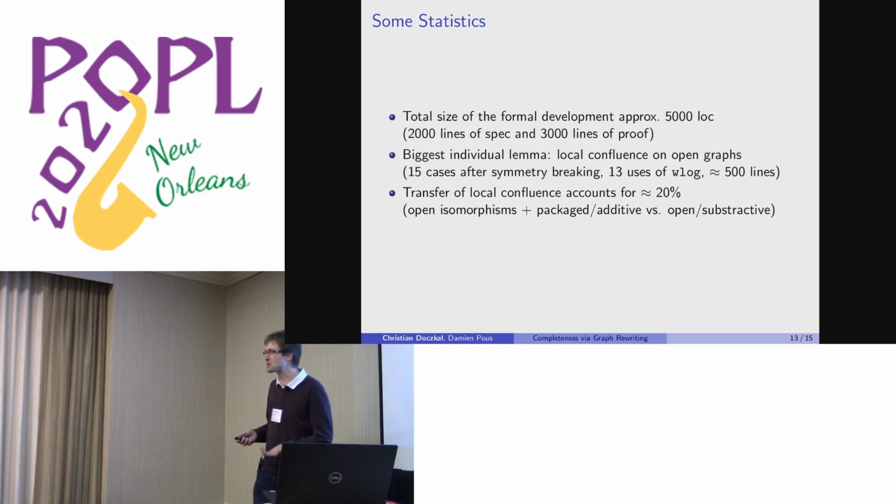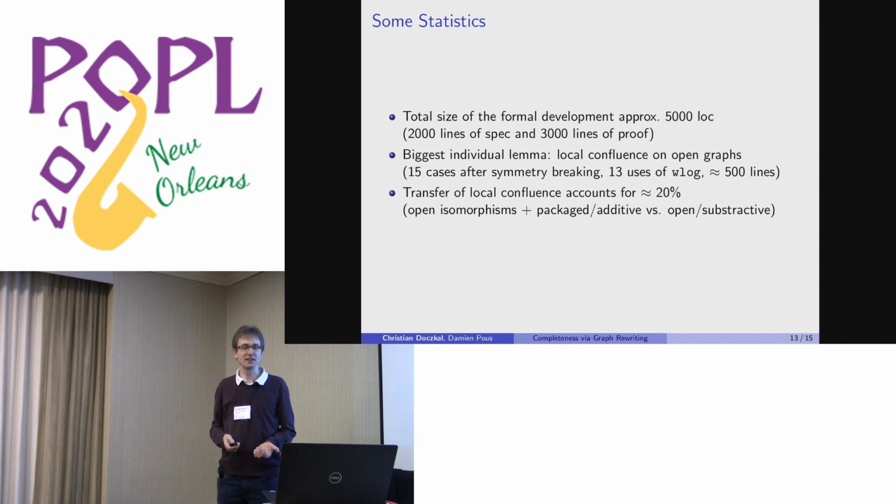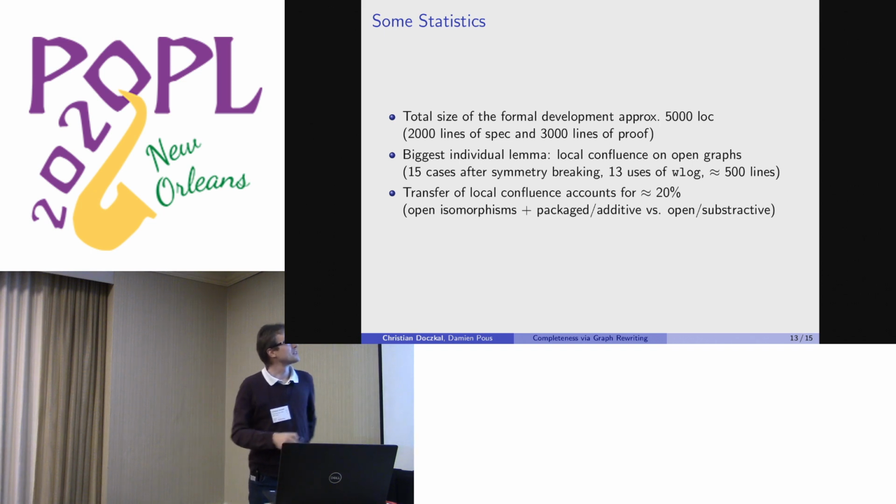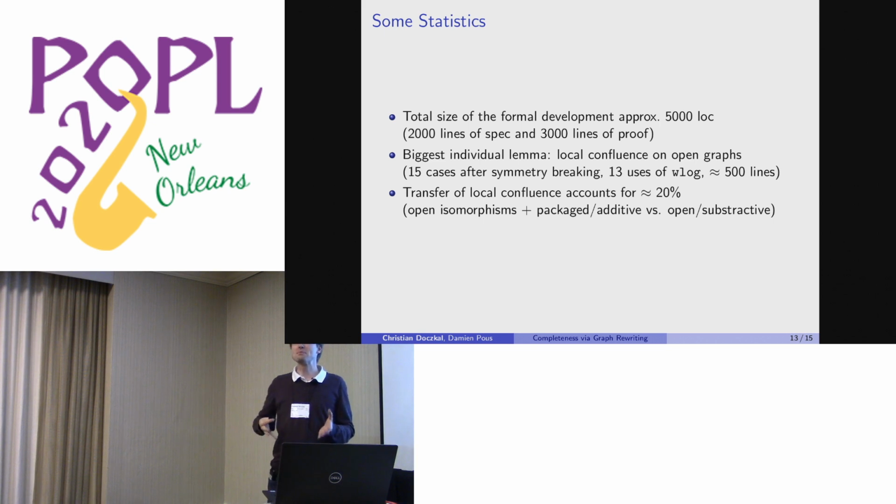And as one would expect, the biggest individual lemma is the actual local confluence proof. I only showed you 3 rules, but there are actually 5 of them. So even after symmetry breaking, you have 15 cases. And moreover, what I didn't tell you is that it's not just up to isomorphism and equivalence on labels, but all the rules are also mapped up to flipping edges, which means that we do without loss of generality reasoning. You have 13 instances of without loss of generality reasoning within a single lemma. But still, 500 lines, that's the main thing.